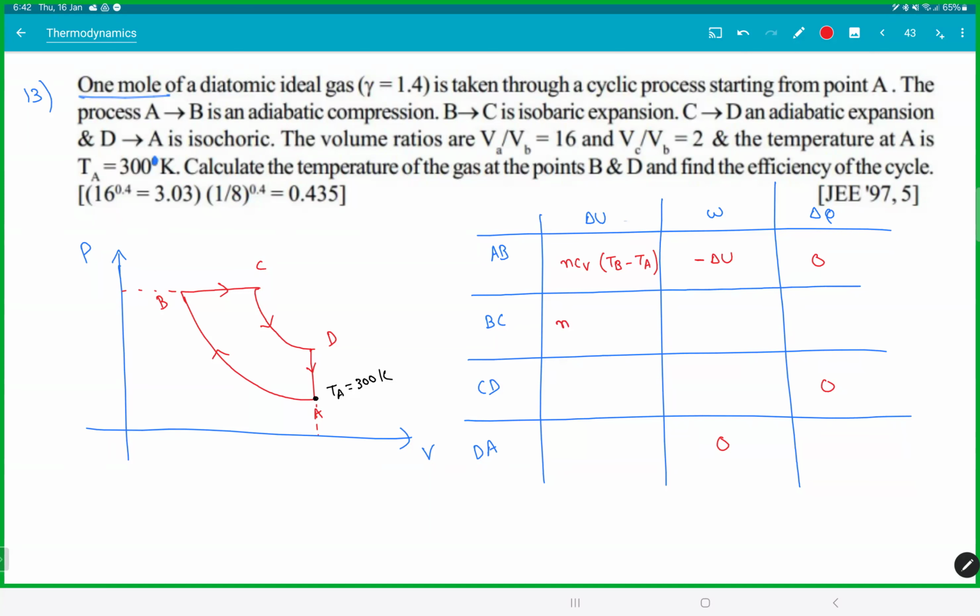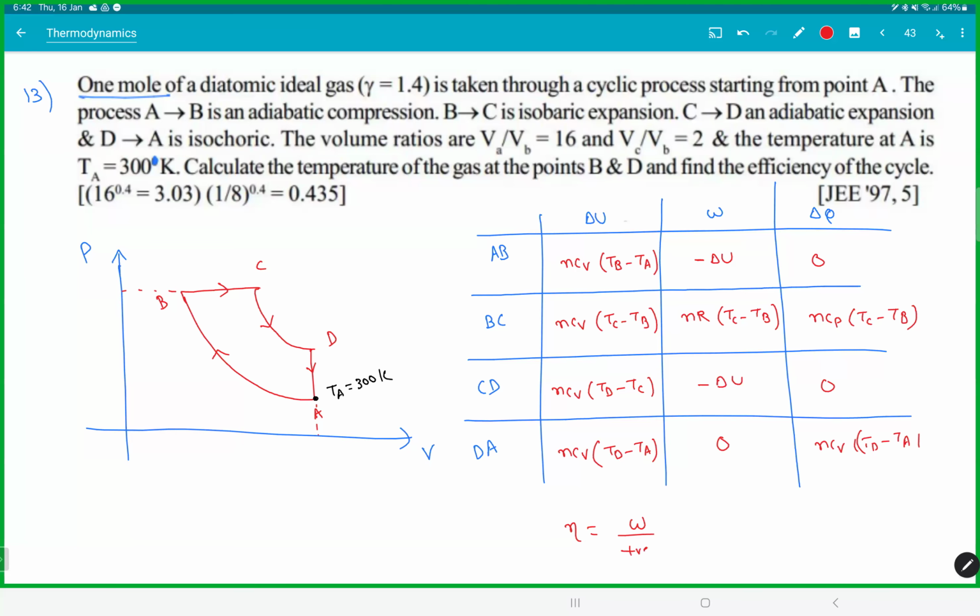B to C is nR. This also will be the same. nCV TC minus TB. This will be nR TC minus TB. This would be nCP TC minus TB. It's an isobaric process. C to D, that is 0. So this is nCV TD minus TC. This is minus delta U. D to A, nCV TD minus TA. We know the numbers. We can substitute and check it out. So we will leave it here.